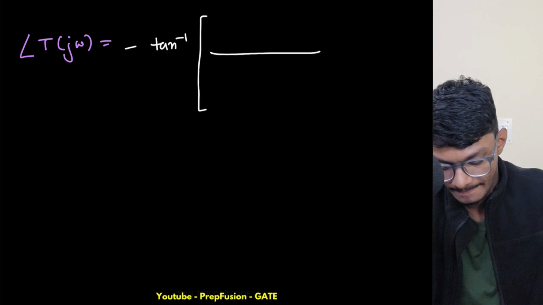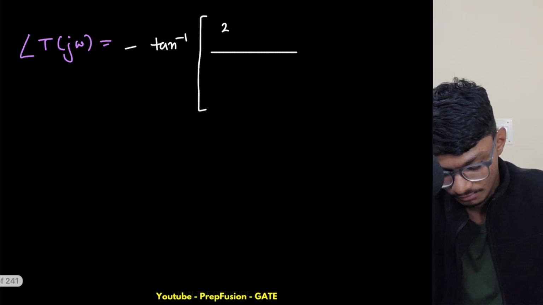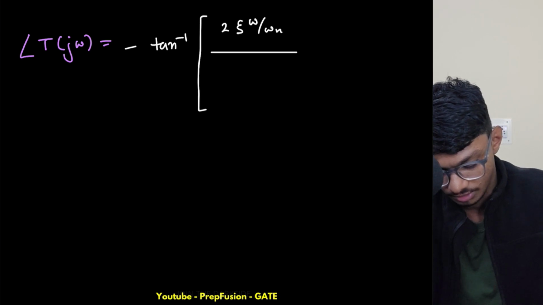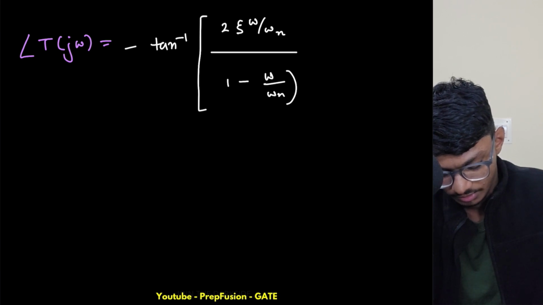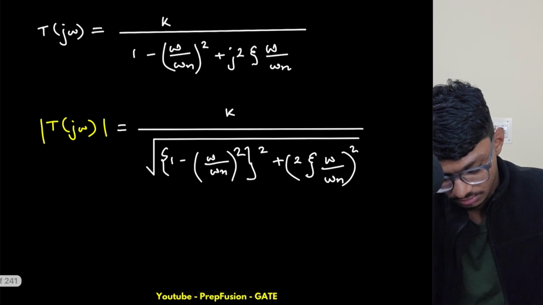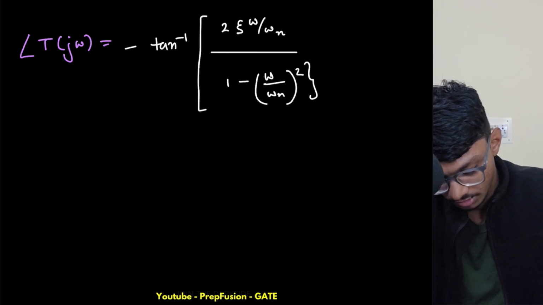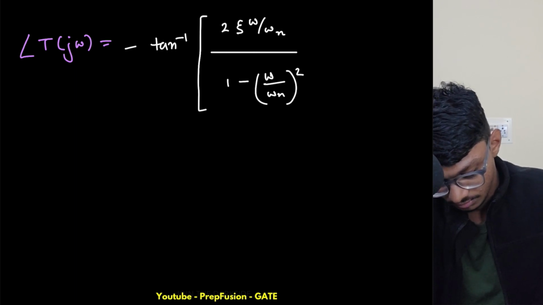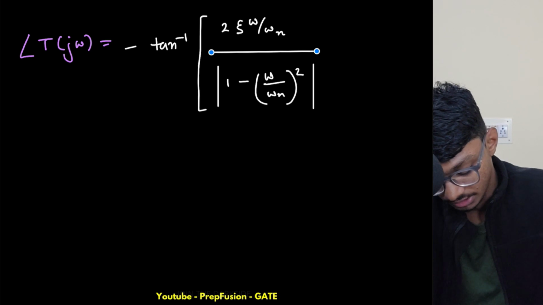So basically, the imaginary upon the real: 2 zeta omega by omega n, divided by 1 minus omega by omega n whole square. Now when will this be applicable? I have to take the mod of this one. Take the mod of this one, as omega by omega n is positive, but this 1 minus omega by omega n square may be negative. That's why we'll take the mod of this one.